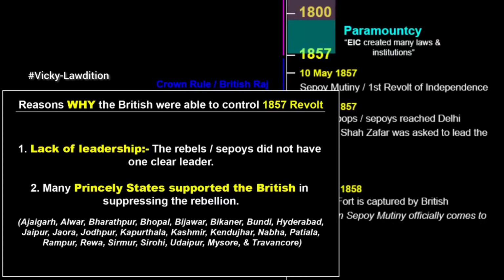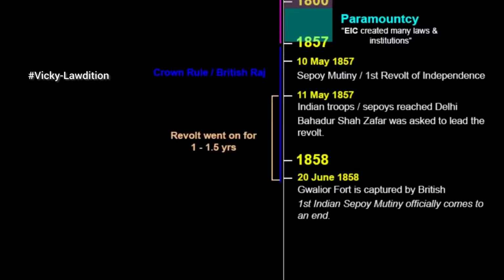It is said that many of these princely states were not happy with the fact that the rebels or the Indian troops or sepoys went to Bahadur Shah Zafar for guidance. Many of these princely states saw this revolt from a different lens. They saw it as a restoration attempt of Mughal rule in North India because they had been persecuted heavily by the Mughal dynasty before the British arrived. Anyhow, the revolt of 1857 continued for 1.5 years.